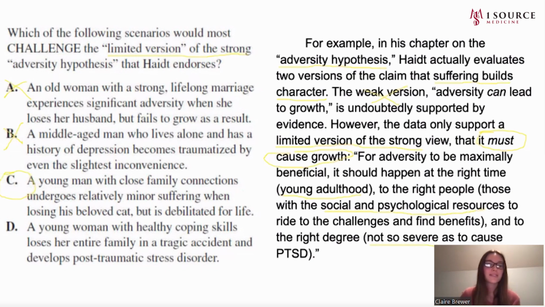So a young woman with healthy coping skills, those two sound good, loses her entire family in a tragic accident and develops post-traumatic stress disorder. So we can see that that one is in violation of the hypothesis, or doesn't follow the hypothesis, because of that PTSD aspect. So that's kind of the logic that you would use in answering a CARS question. It would be a little bit easier if you had already read the passage, but that's kind of how you need to figure out what the AAMC is asking and use the passage information to help you answer those questions.